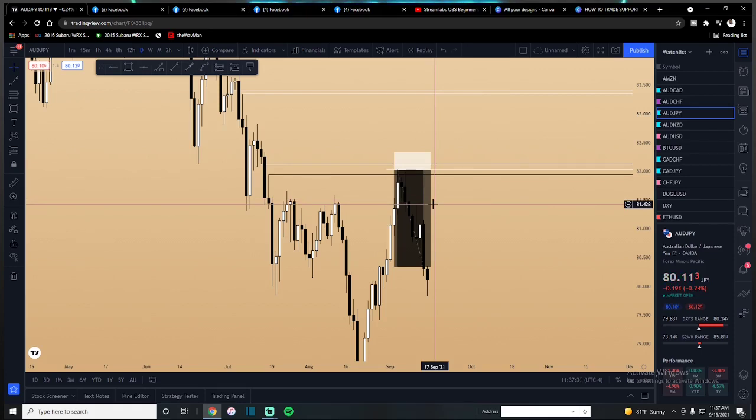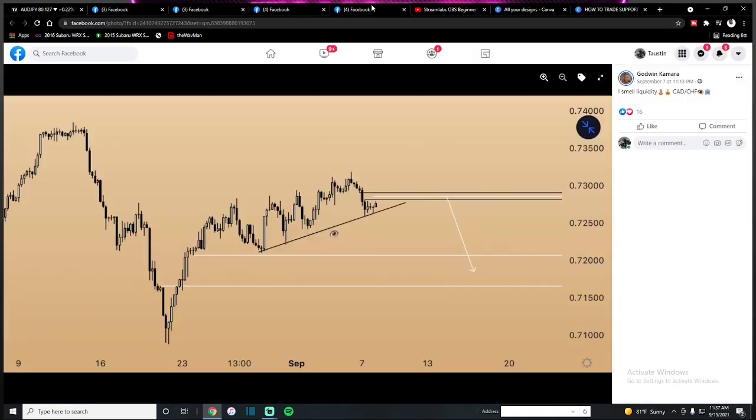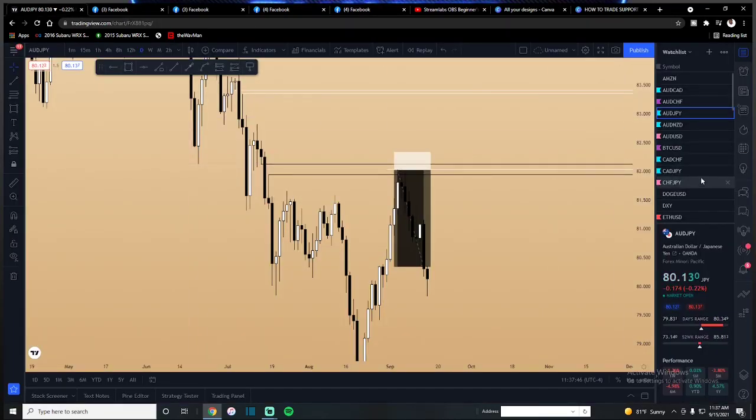People's accounts are blown right now, and a couple probably hung themselves, right? So that's AUDJPY. Let's see, do we have one more example? Yes, we have CADCHF, another imbalance in price, right? So let's look at CADCHF.